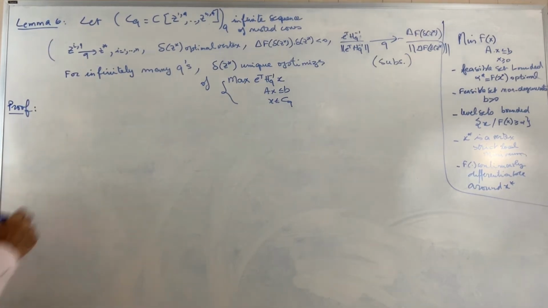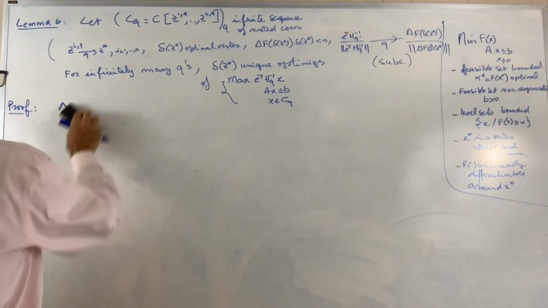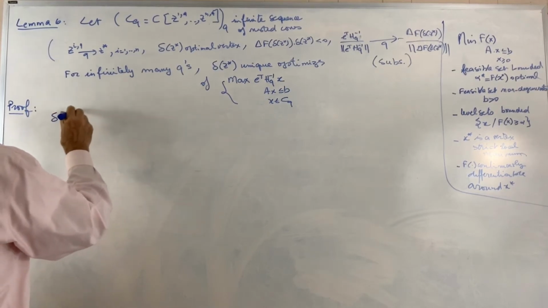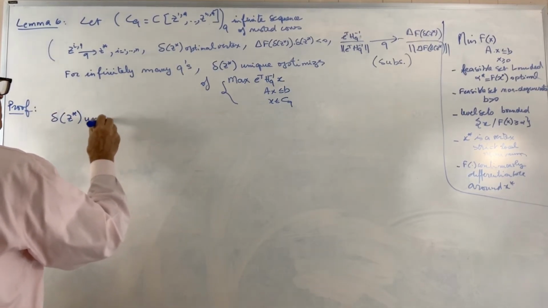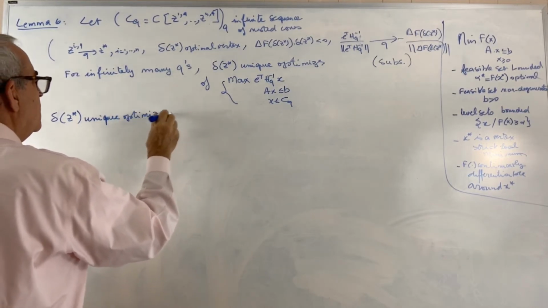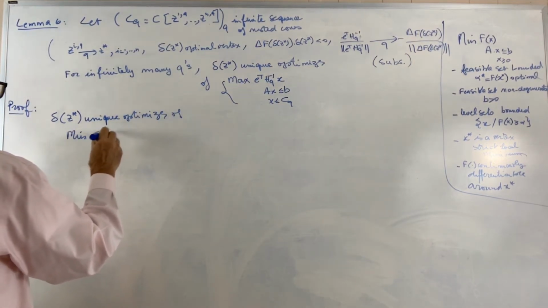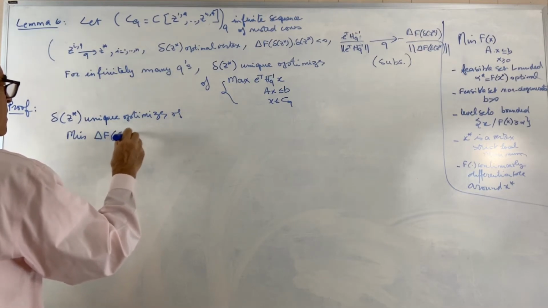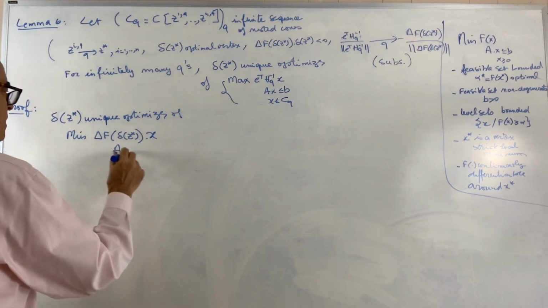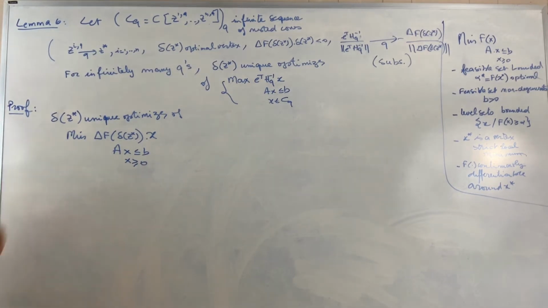From lemma 6, we know that delta of Z star is the unique optimizer of the following: minimize delta F of delta Z star times X subject to AX less or equal to B, X greater or equal to 0. From lemma 6, we just proved this.